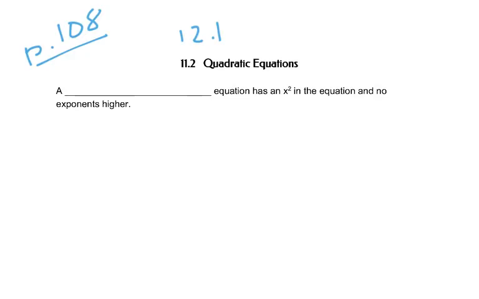In this section, which is our 12.1, we're on page 108 in the book, we'll start looking at quadratic equations, and we'll do this in both our 12.1 and our 12.2. A quadratic equation has an x squared in the equation and no exponents that are higher than that x squared.